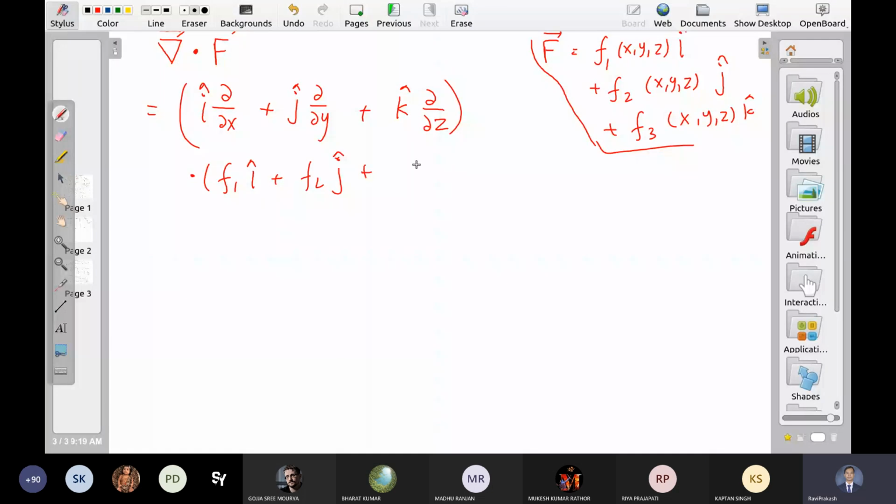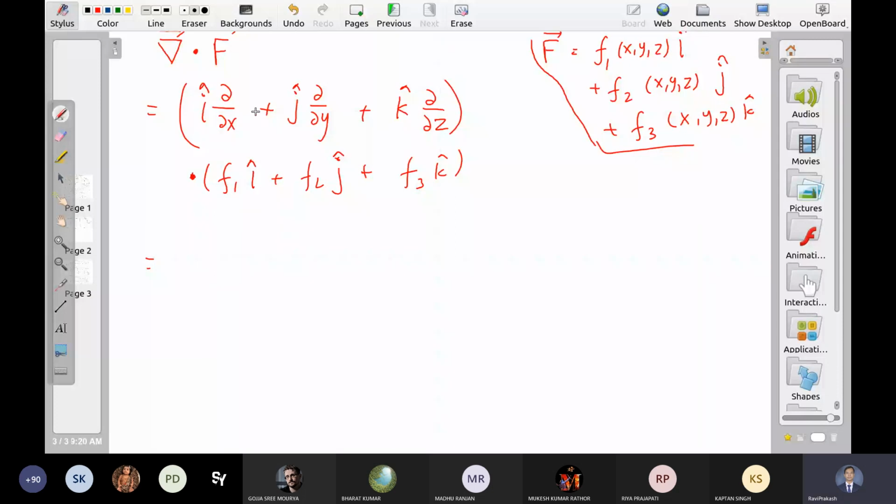This dot is there, is equal to... Again, you can put i cap anywhere, either on the left or on the right, because it's a constant vector; it does not make any difference. Here also, in the operator part, you can put i cap wherever you want, since it is a constant vector. What is the dot product now?